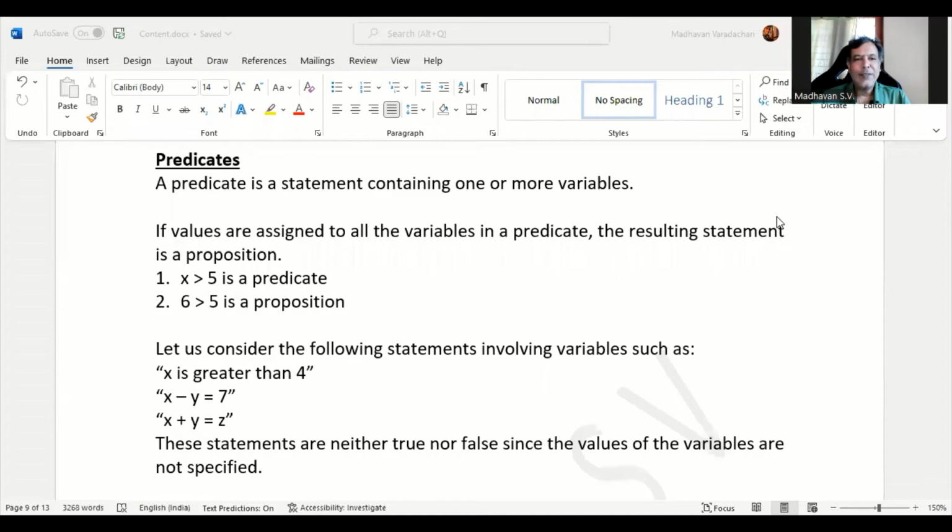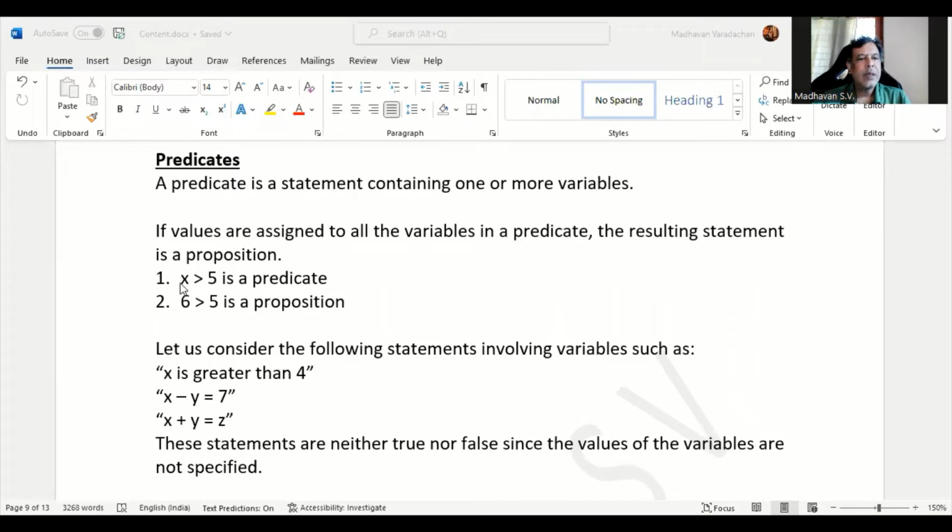Hello everyone. In this video, we'll understand about predicates and quantifiers. First one, predicates. A predicate is a statement containing one or more variables. If values are assigned to all the variables in a predicate, the resulting statement is a proposition.